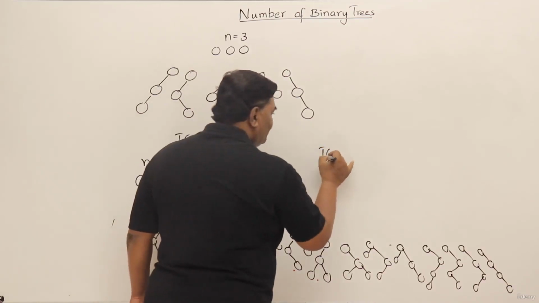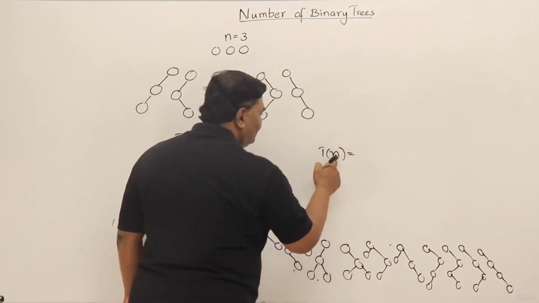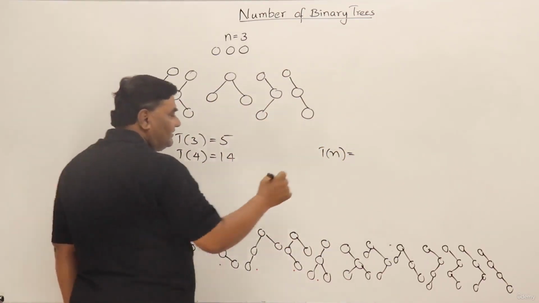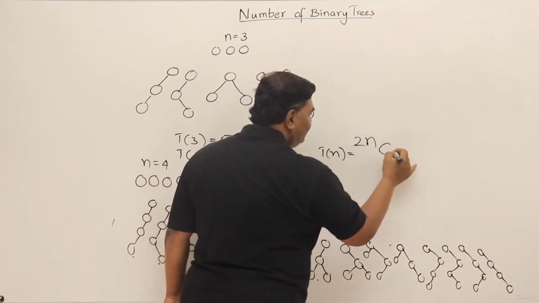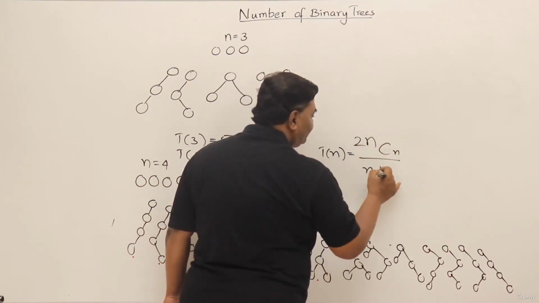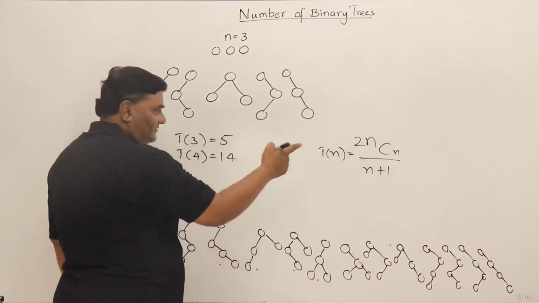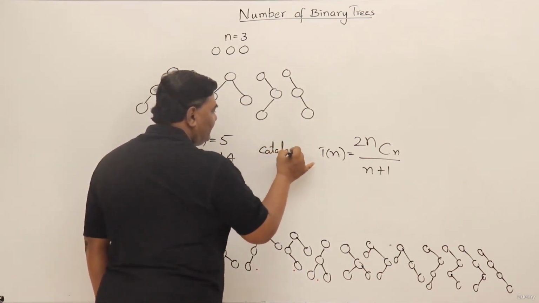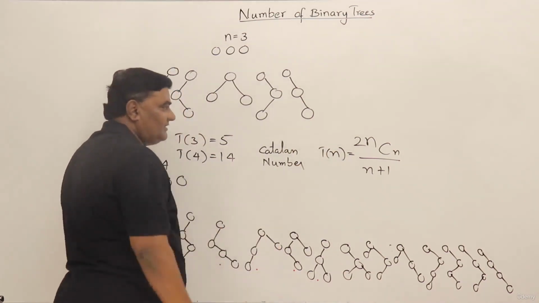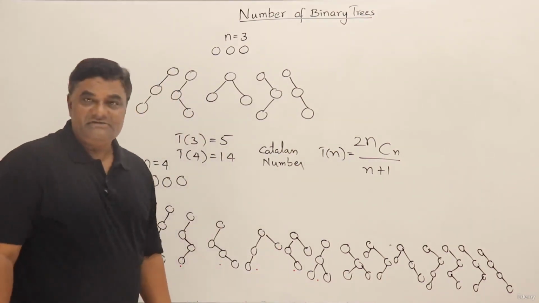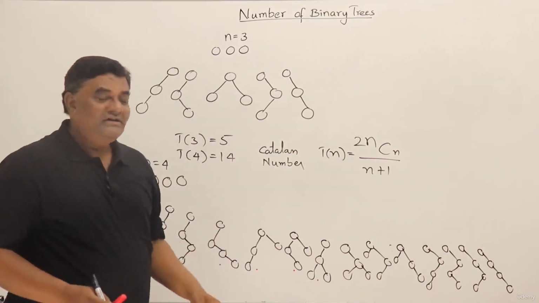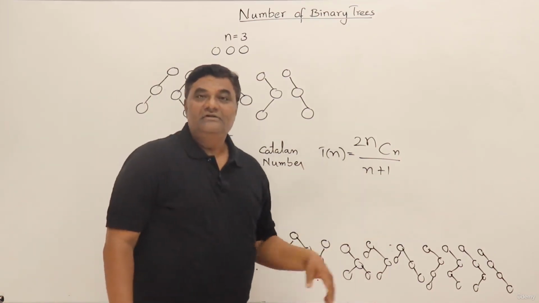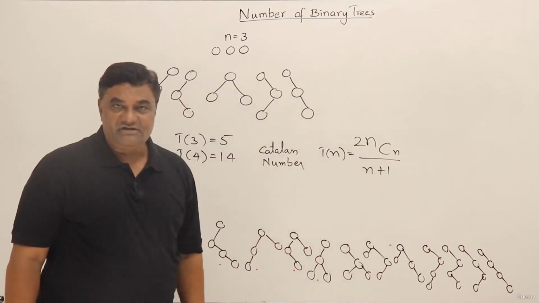That formula is number of trees for given number of nodes is 2n Cn by n plus 1. This is a famous formula. The name of this formula is Catalan number. This is a known formula. 2n Cn by n plus 1. So if n nodes are given, then these many binary trees can be generated.